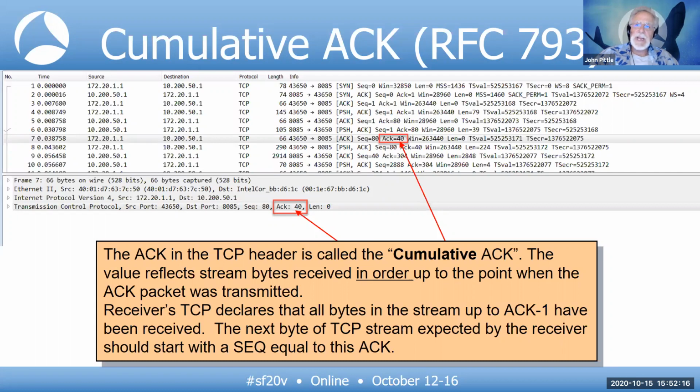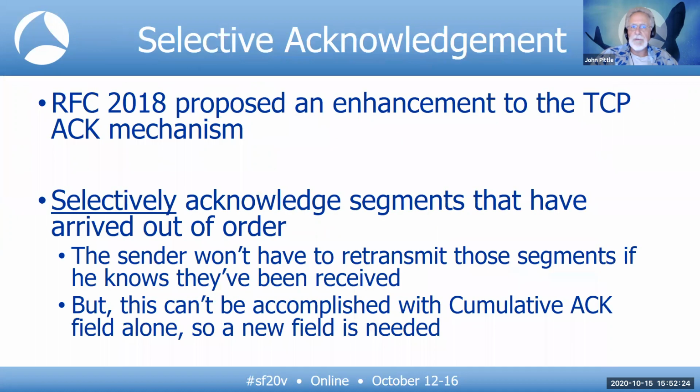So that's cumulative ACK. It's important to use that term because as we introduce selective ACK, we want to be able to compare and contrast the two. Now that we have that baseline, let's cover some new information about selective acknowledgement. There was a new RFC. It's a proposed enhancement to TCP, and the idea is that we want to be able to selectively acknowledge segments that have been received out of order. So this is a new concept.